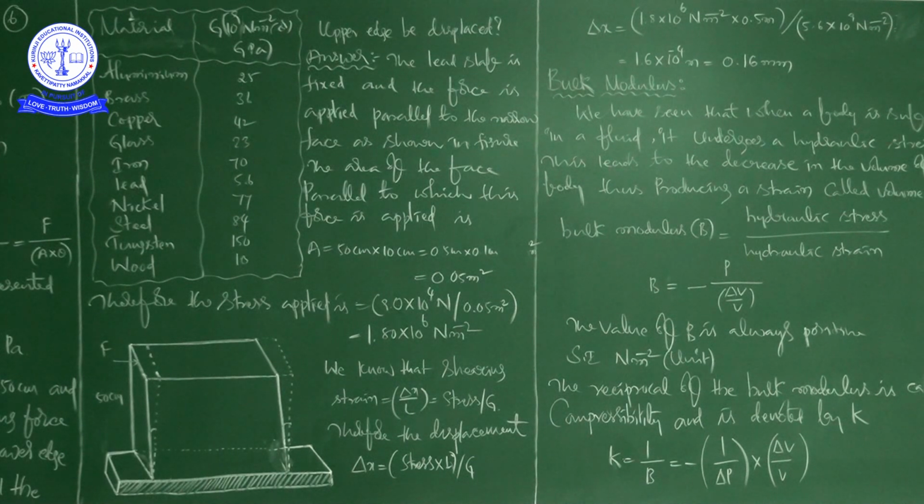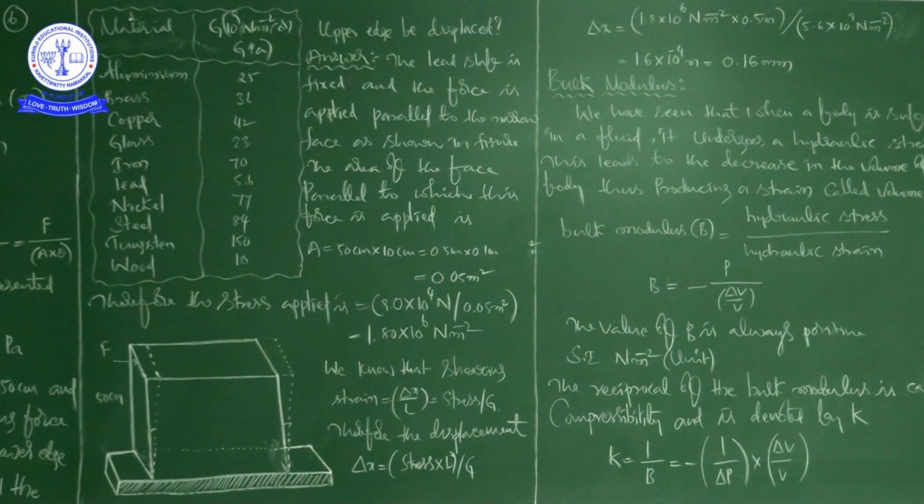Thus, for a system in equilibrium, the value of bulk modulus B is always positive. The SI unit of bulk modulus is Newton per meter square or Pascal.